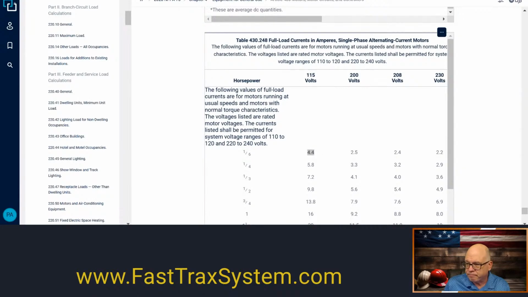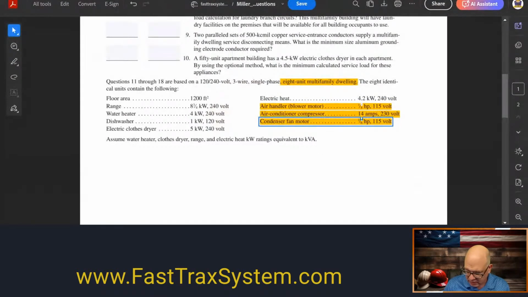So let's come back here, and we're going to do 4.4 amps times 115, and that's going to give us 506. So we've got 4.4 amps times 115 volts, and that gives us 506 VA. And that is the condenser fan. We're not doing any calculation yet. We're just pulling numbers. Okay, so that's our AC.